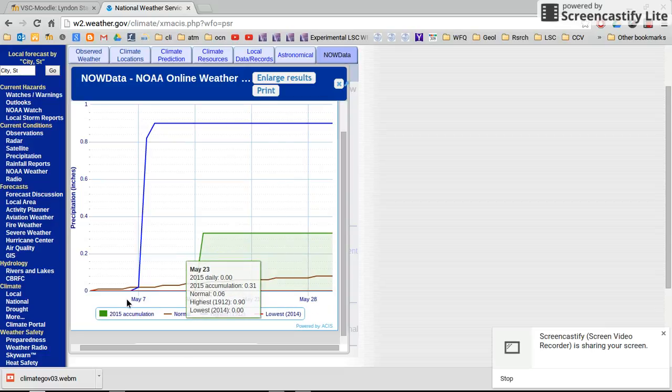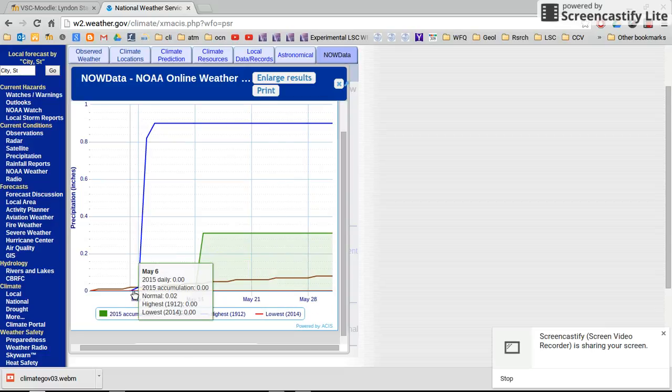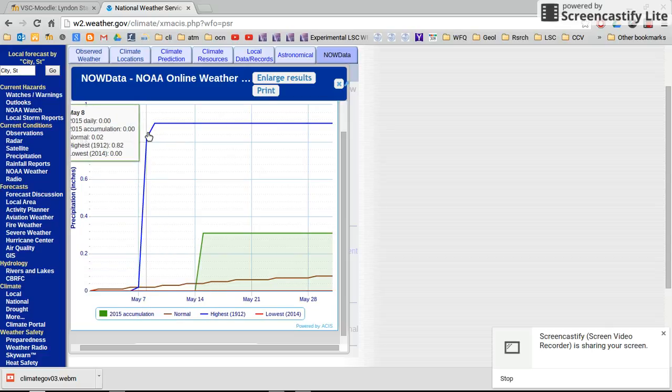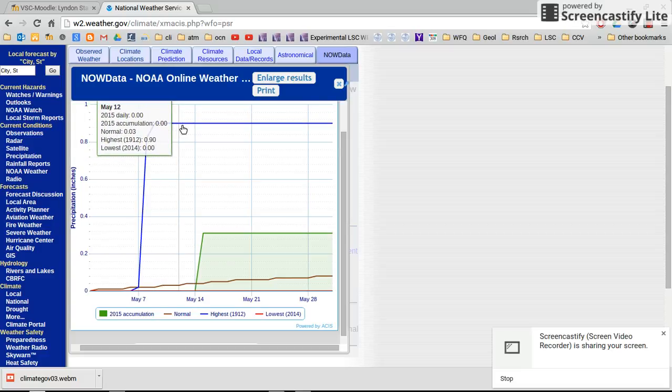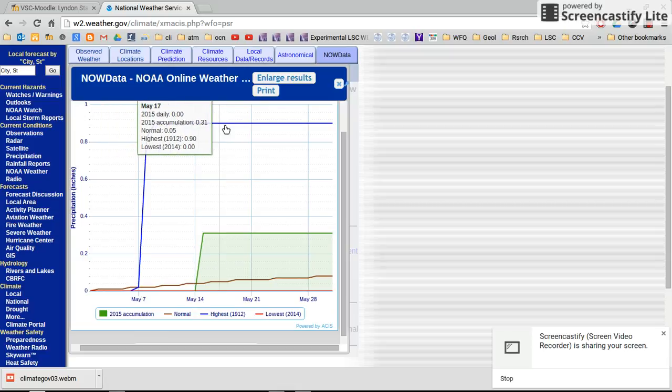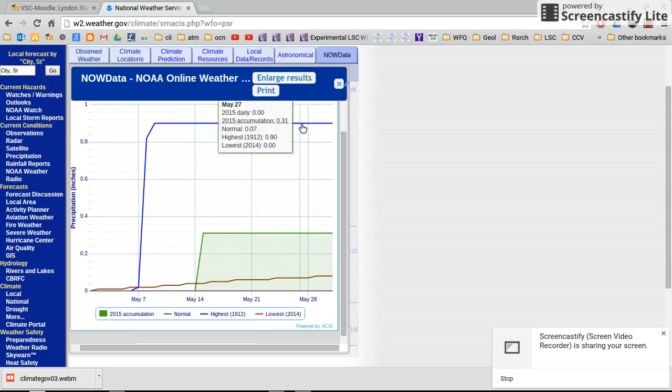Here's the record amount that they had back in 1912. And that was due to 2 days of precipitation here on May 8th and May 9th of that year. Okay, all the other daily accumulation amounts for that year here amount to zero. So it's 2 days of precipitation that gave them their record amount over here.